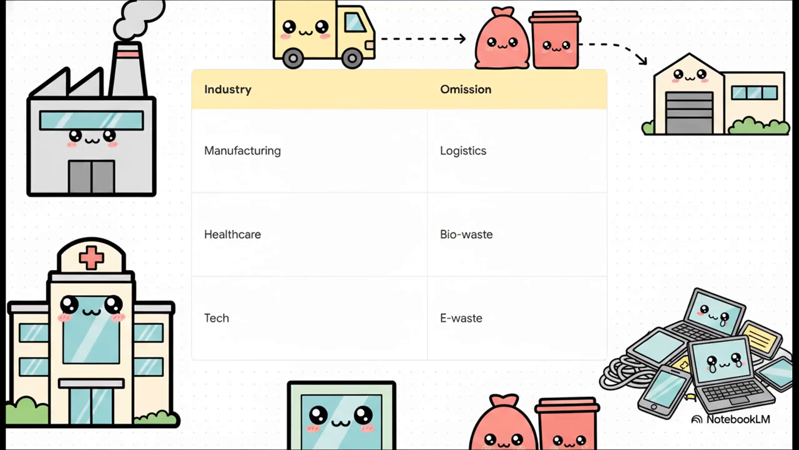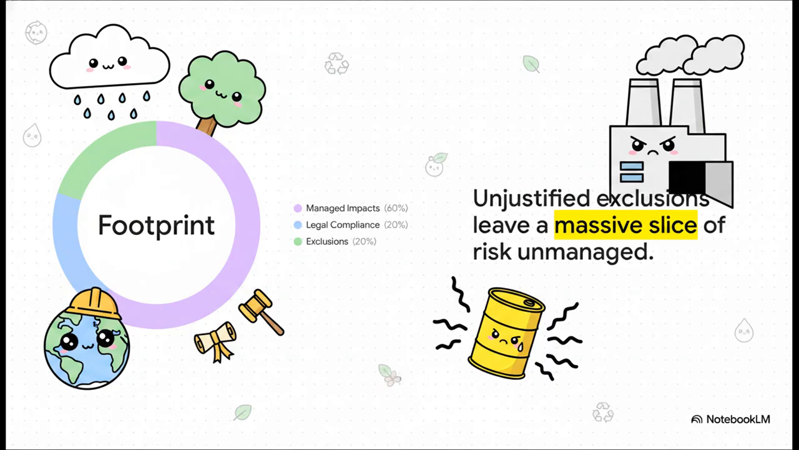In the tech sector, the shiny corporate headquarters gets included for sure, but regional offices generating significant electronic waste are quietly left off the map. Just consider the real-world impact of these omissions for a second. If an organization manages 60% of its impacts and covers 20% for basic legal compliance, an unjustified exclusion of just 20% leaves a massive slice of environmental risk completely unchecked.